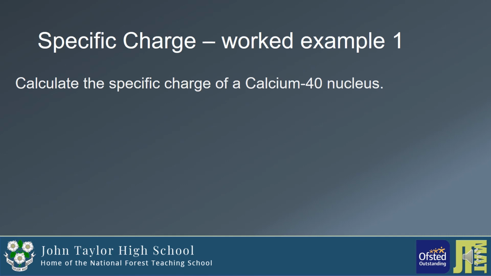So, first worked example: calculate the specific charge of a calcium-40 nucleus. This is an example of what I was saying about the notation. You can see how it's written there. With it being calcium, we don't need to write down the atomic number because all calcium nuclei have the same atomic number. It doesn't matter what the mass number is, they will all have an atomic number of 20.